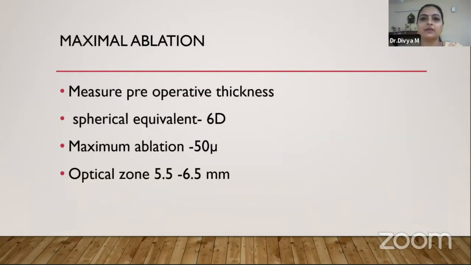So maximum ablation, again, as we said, is only attempting to correct the sphere. We do not correct the whole optical defect in the eye. So maximum ablation should not be more than 50 microns, and the spherical equivalent, again, should be less than 6 diopters. For the optical zone, we can choose somewhere between 5.5 and 6.5, though some suggest even 5 millimeters.